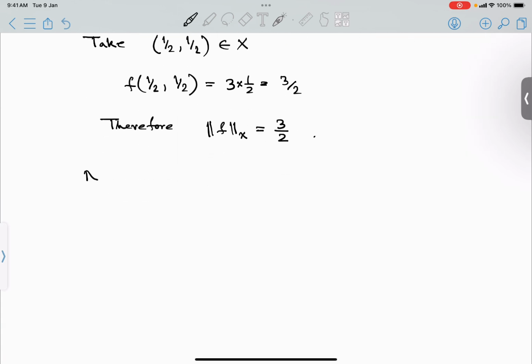So note, now we have to calculate the norm of g on R2. R2 with which norm? That norm.